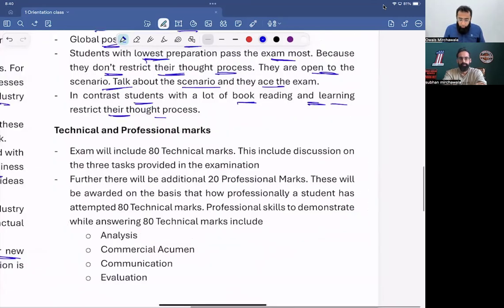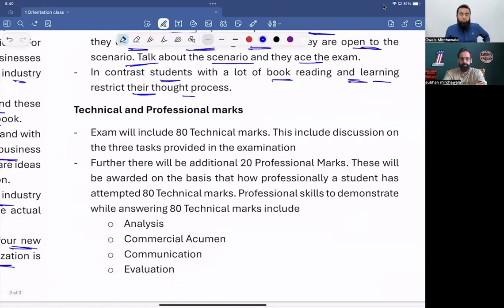Okay. Now, when we talk about this examination, its marks breakup is also very interesting. Now, this breakup is in all professional level exams. The examiner gives you 80% marks based on your technical knowledge. And he gives you 20% marks based on your professional skill.